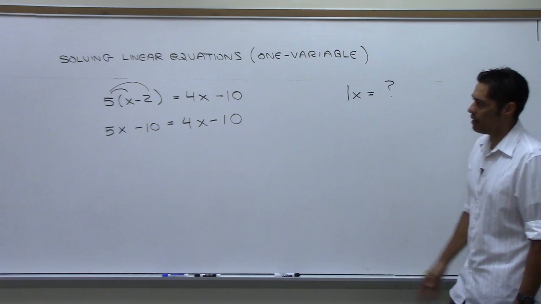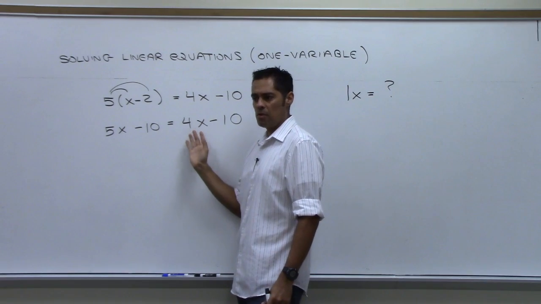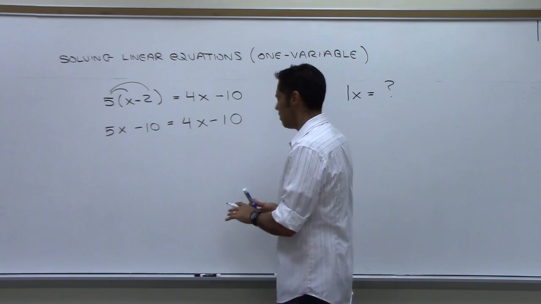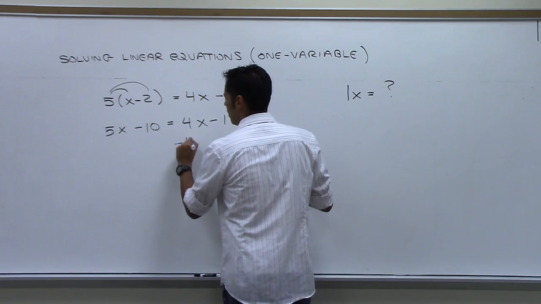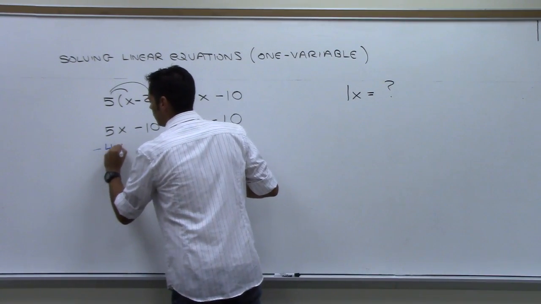So how would I do that? How would I get this 4x to not be here? I subtract it, right? I subtract 4x. So I'm going to subtract 4x on this side. I'm going to do this vertically and subtract 4x here.